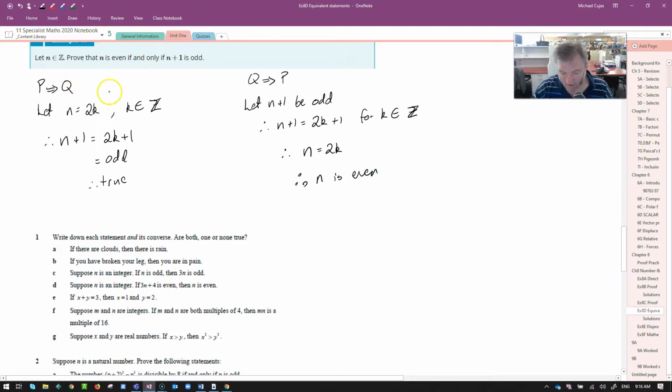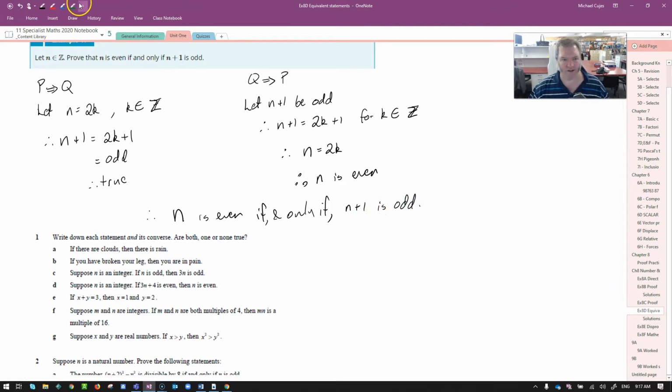So I've shown P implies Q and Q implies P. Therefore, I have shown that N is even, I don't need the if at the start, and I should probably keep if and only if, and I think it should actually have a comma like that if you're going to do that, if and only if N plus 1 is odd. And there you've got it. You proved it in one direction and then in the other direction, so you are safe to go.